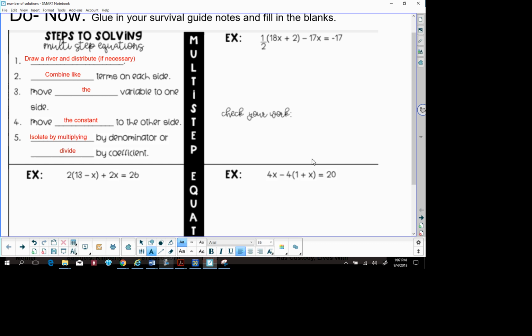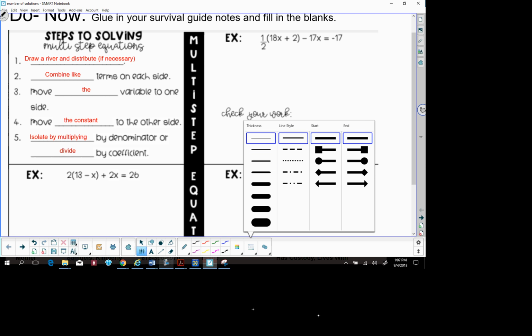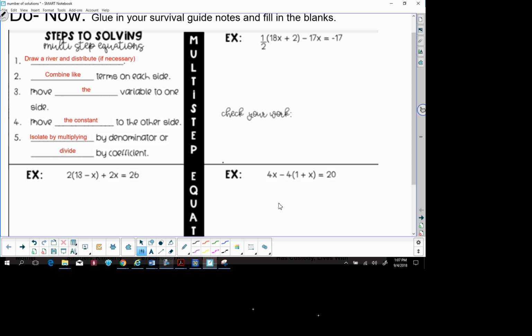So we're going to get started. This isn't anything different than what we've been learning, right? It's still multi-step equations. The only thing that's different is our answers. Those steps up there are the same steps that we've been using the whole time. So the first thing, when you see an equal sign, what do you draw? The line, or what do we call it?